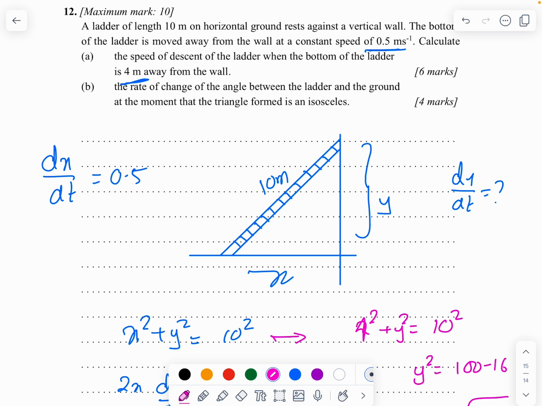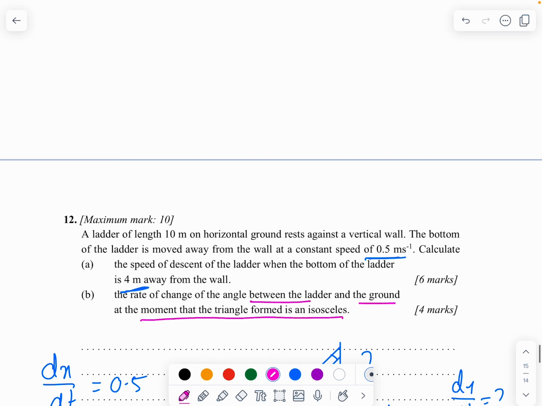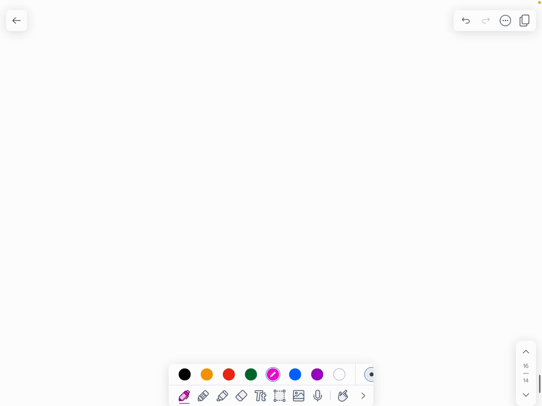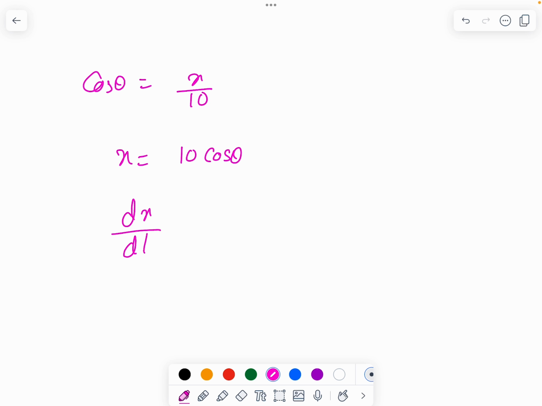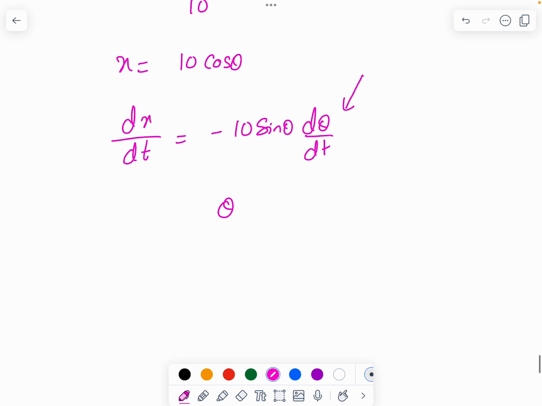Part B, the rate of change of the angle between the ladder and the ground at the moment when the triangle is isosceles. This is theta. So we know that cos theta equals x upon 10, x equals 10 cos theta. So dx upon dt equals 10 cos theta's derivative, which is minus sin theta d theta by dt. He is asking the rate of change of the angle, d theta by dt. When it is isosceles, the theta value will be pi by 4.